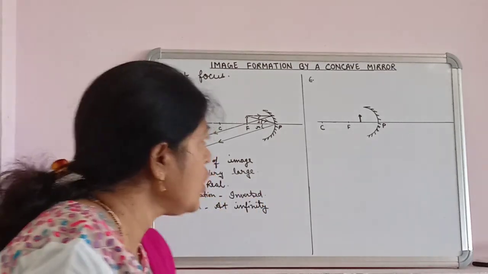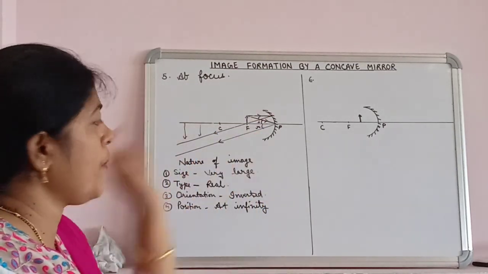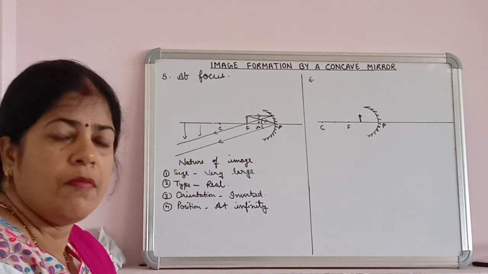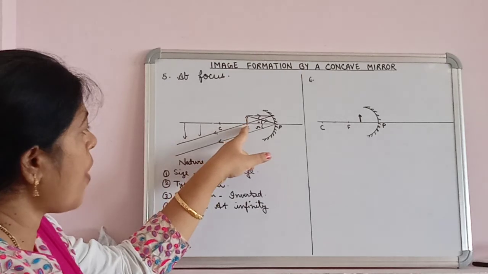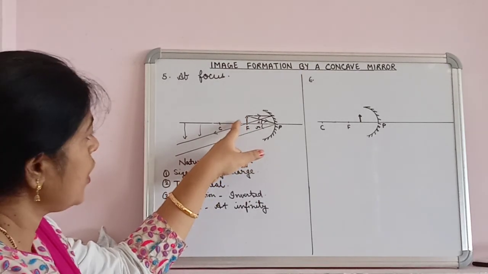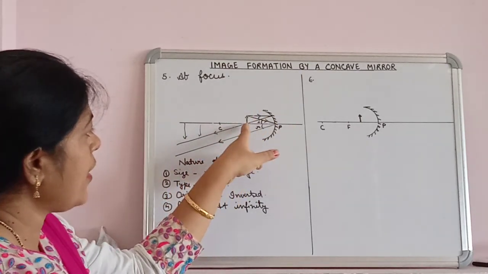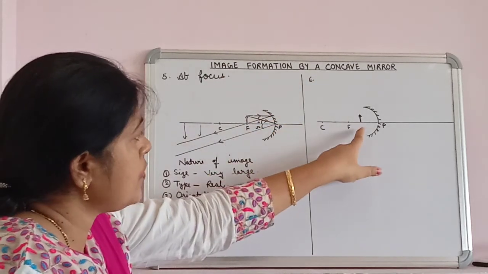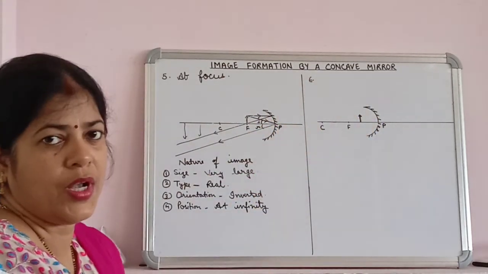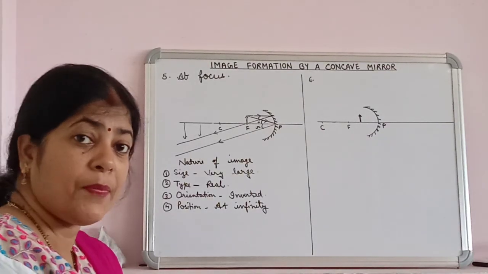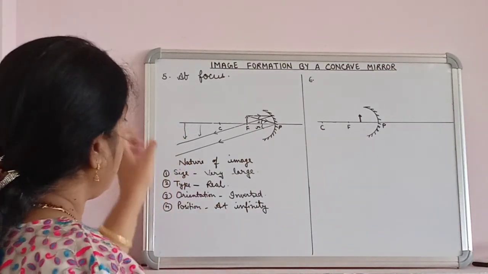Okay. So this is the fifth case of image formation by a concave mirror. Now we'll further shift the object from the F point, from the focus, towards the mirror, and now in the sixth case the object is kept between the focus and the pole. Let's find out what will happen in this case and the image formation.